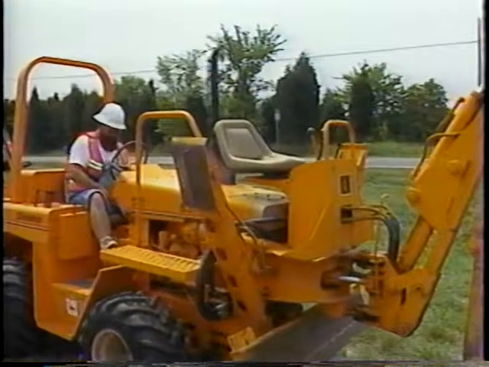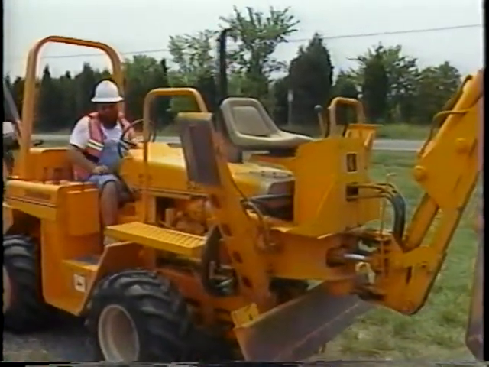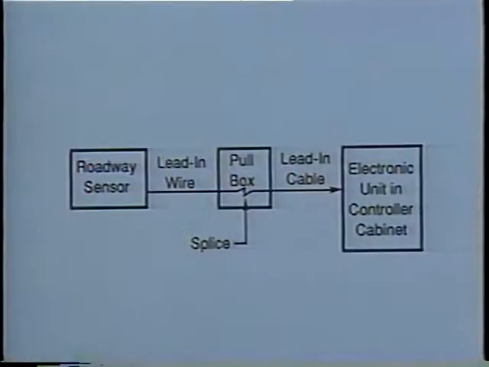Installing the lead-in cable is the next step. However, our example uses an existing cable. Generally, one cable is placed in an underground conduit from the pull box to the controller cabinet.